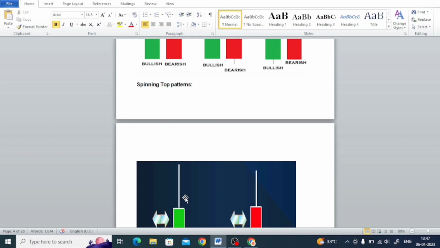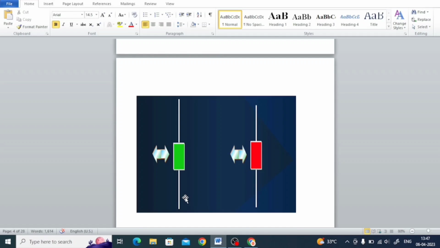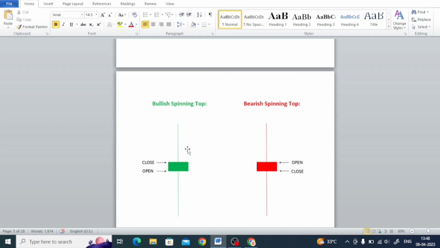Next candle type is spinning top patterns. Candlestick spinning top patterns have a very small body and relatively long shadows at the top and bottom. These spinning top patterns are considered neutral candlestick patterns that might signal consolidation, indecision, or a lack of immediate directional conviction.